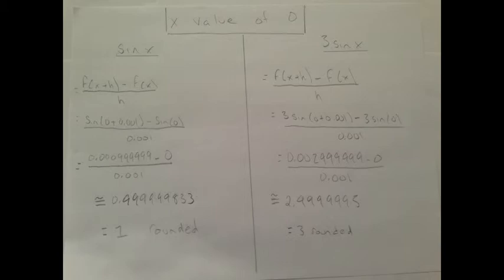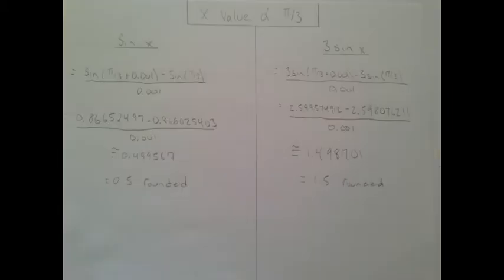So I'll just give you some time to look at my solution. Okay, so I won't go over it again, but I did the same thing for pi over 3, pi over 2, and pi. For pi over 3, I got 0.5 for sine x and 1.5 for 3 sine x. Again, a 3 times bigger instantaneous rate of change.